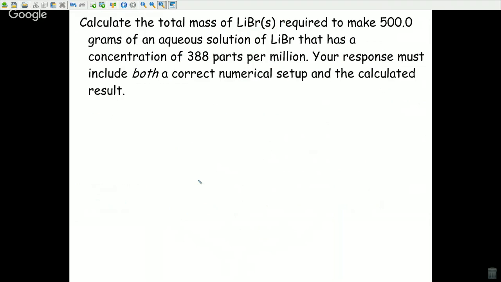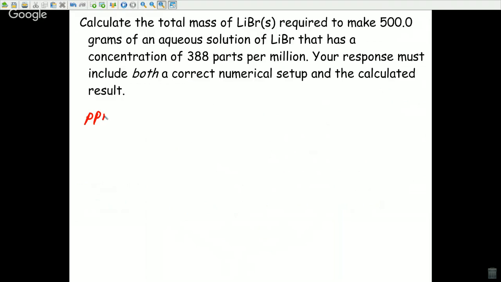So here's an example. Let's calculate the total mass of lithium bromide required to make a 500 gram aqueous solution of lithium bromide that has a concentration of 388 parts per million. Your response must include both the correct numerical setup and calculated result. So make sure you answer both parts of the question.